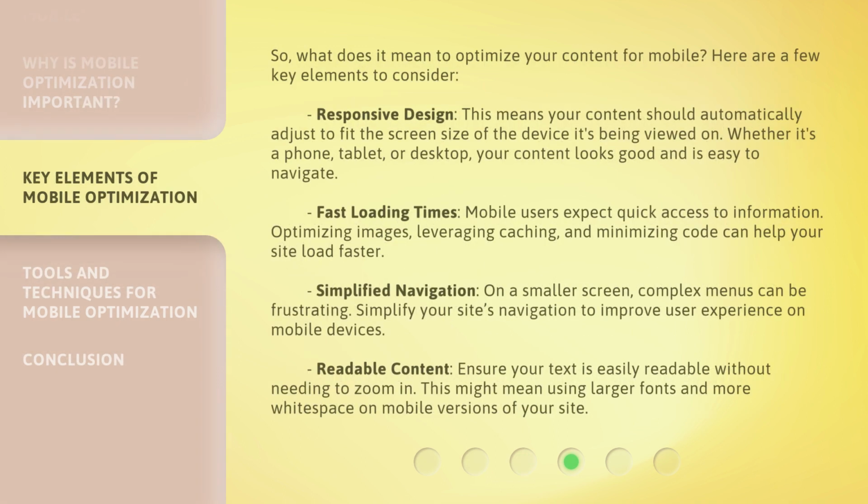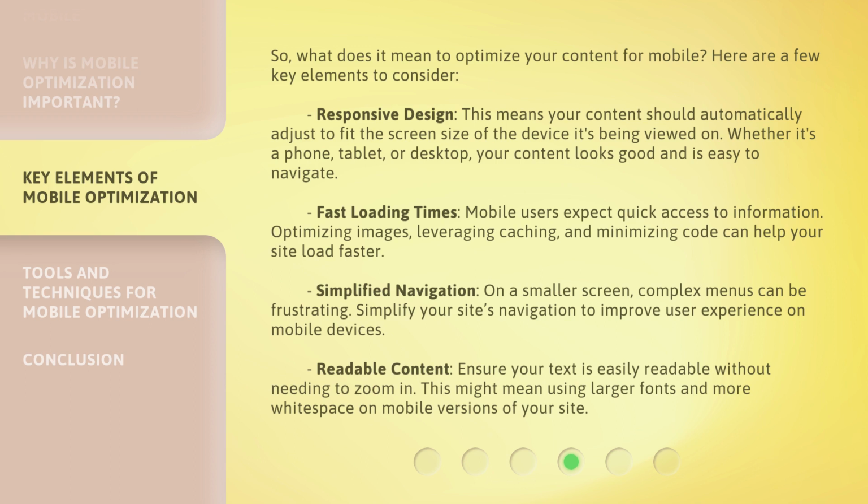So, what does it mean to optimize your content for mobile? Here are a few key elements to consider. Responsive design. This means your content should automatically adjust to fit the screen size of the device it's being viewed on. Whether it's a phone, tablet, or desktop, your content looks good and is easy to navigate.